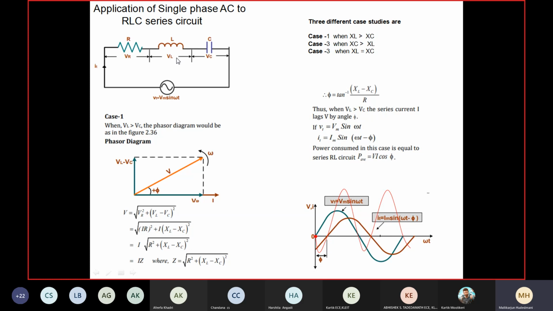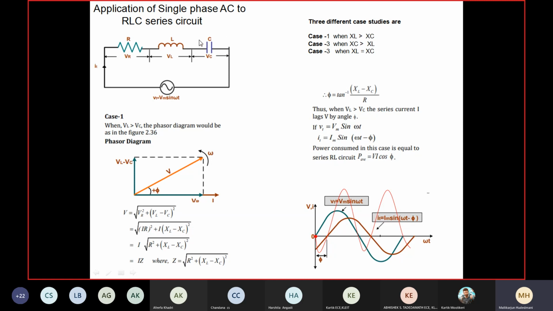VL must be leading ahead of the current by 90 degrees. You can see there is a dotted line drawn here like this. So there could be a vector, or you can just draw here, same length, I can project here. So therefore I can say vector VL. And we have taken a case study, XL larger than XC. Then what is that VC and current relationship?